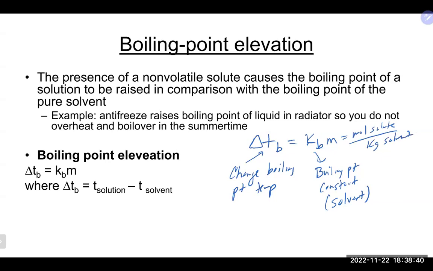In this case, what's going to happen is that because the molecules are trying to escape the solution, it's going to take a little bit more energy to get it to boil, and we will see the actual boiling point elevate. So in this example, water will boil at 100 degrees if it's pure water. By adding the solute to it, it's going to cause that solution to boil above 100 degrees. So that's the elevation part of it.